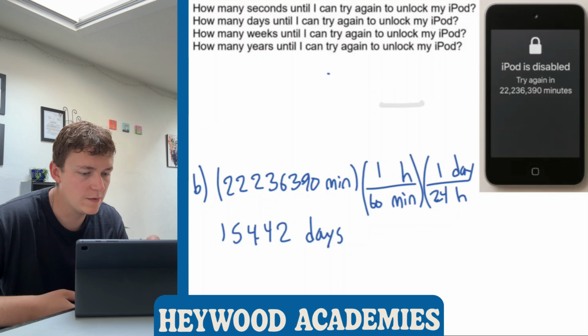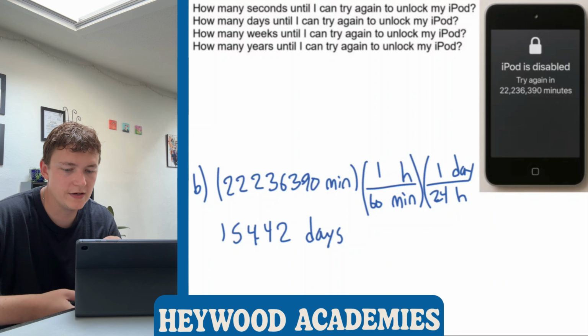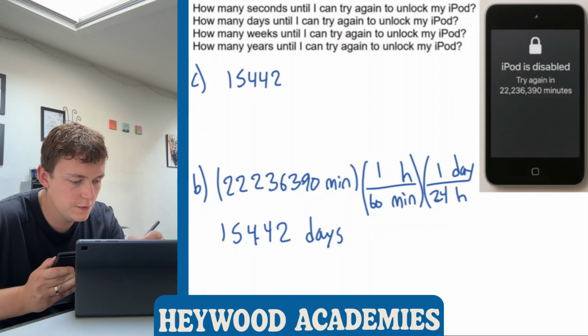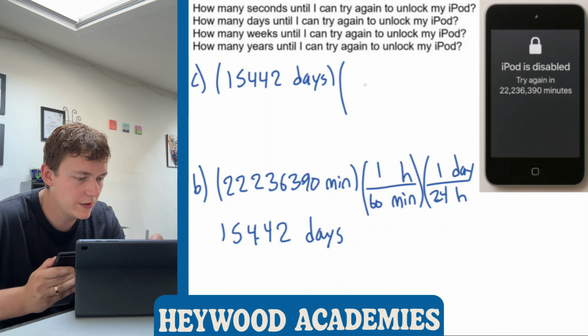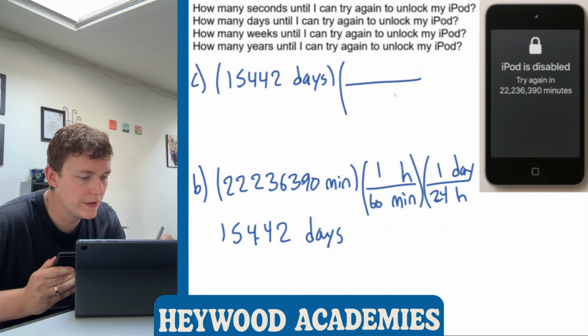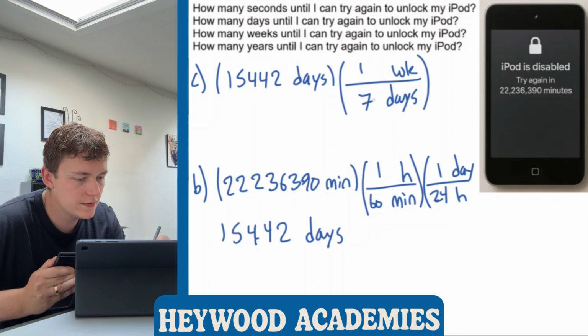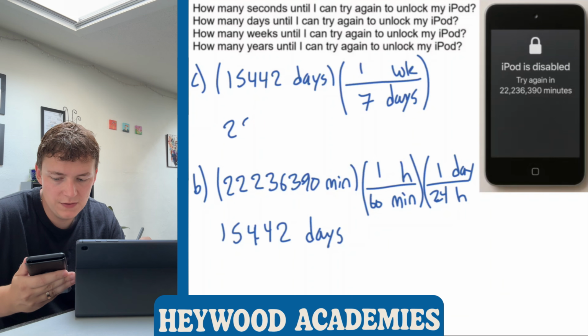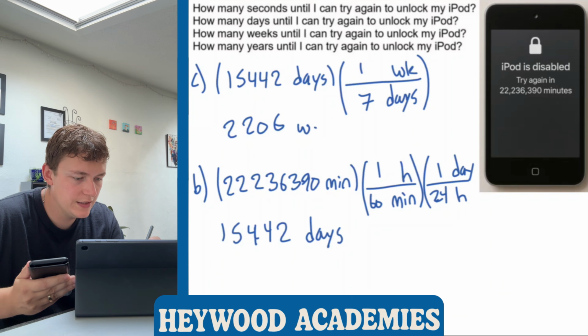Let's go to the next part where we're converting this to weeks. So we're going to take the answer from the part that we just did and then use that to get to weeks. So we got 15442 days, and we got 7 days per week. So we're going to put days on the bottom, weeks up top, 1 week, 7 days. So we can take that number, divide it by 7. Still a big number, 2206 approximately weeks.